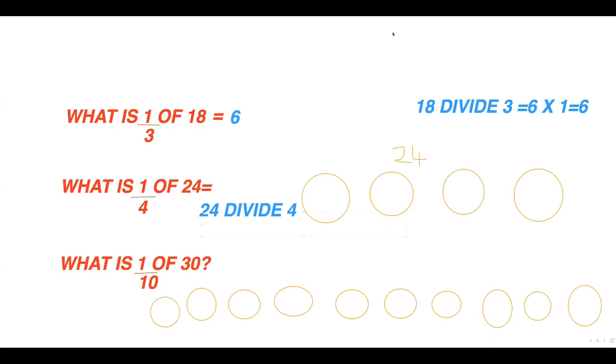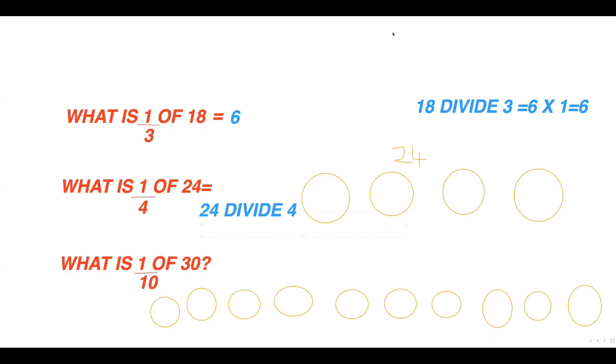Then we have 24 divided by 4. Remember, the number we have, we divide it by the bottom number. So 24 divided by 4 is 6. Times it by the top, which is 2: 6 times 2 equals 12. And the same, we've got 30 divided by 5, which gives us 6. 6 times 2 is 12.